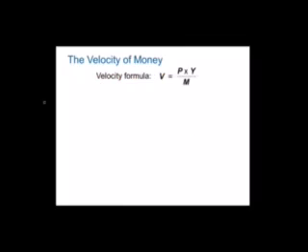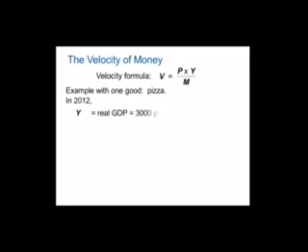Let's look at some numbers. Suppose there's just one good, pizza. We just have one product. Let's say that in a given year, we produce 3,000 pizzas. Let's say the price of each pizza is $10.